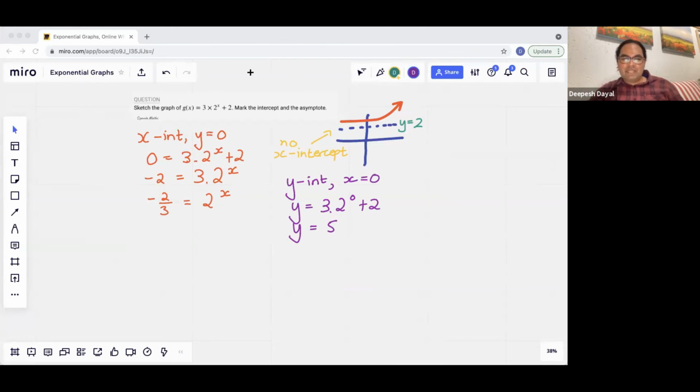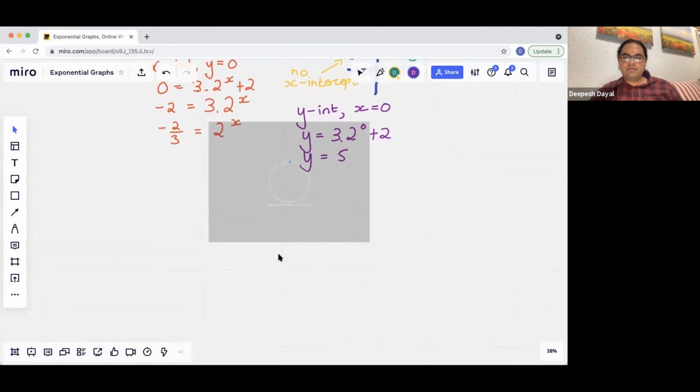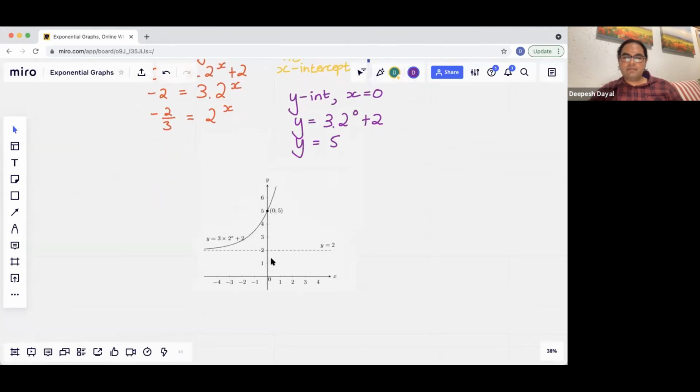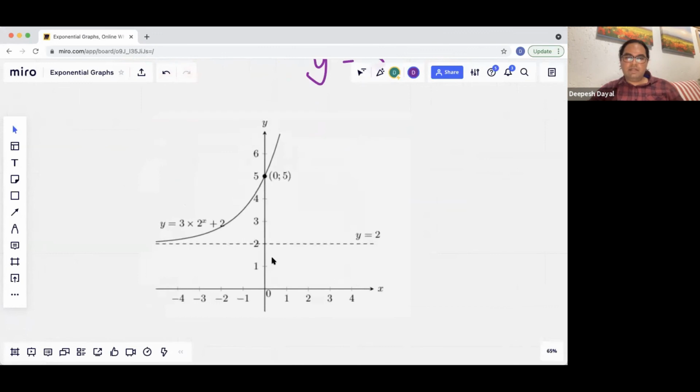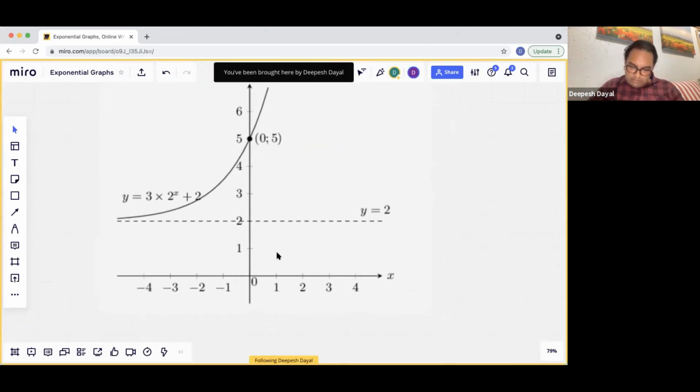Let's do the magic and bring in the graph. And there we go. There's the graph. We've got y equals 3 times 2 to the x plus 2, and we've got our asymptote, and we've got our x and y intercepts there. Okay, so let's label them.